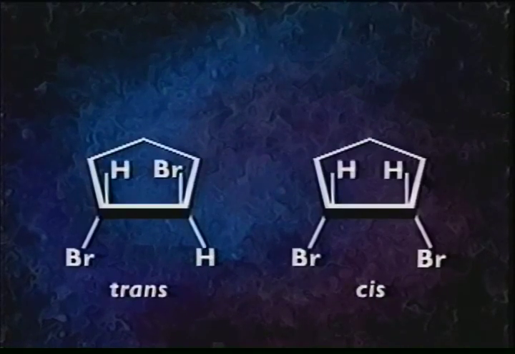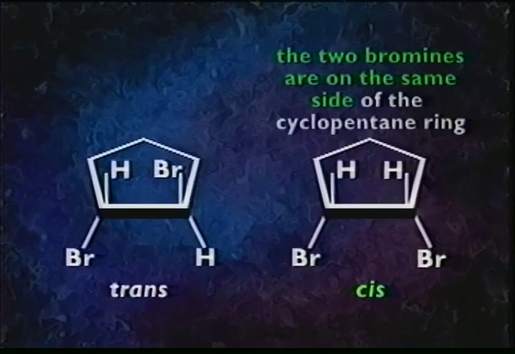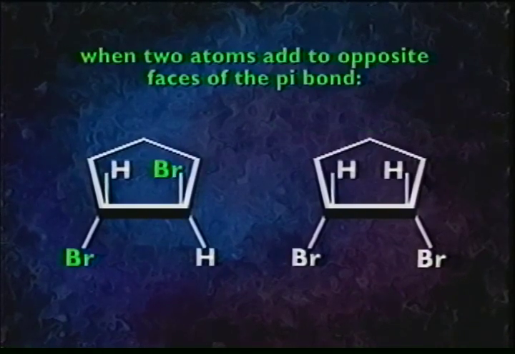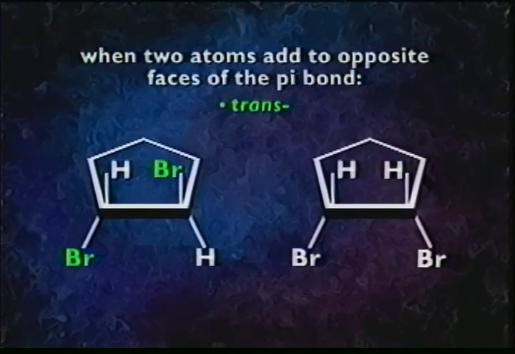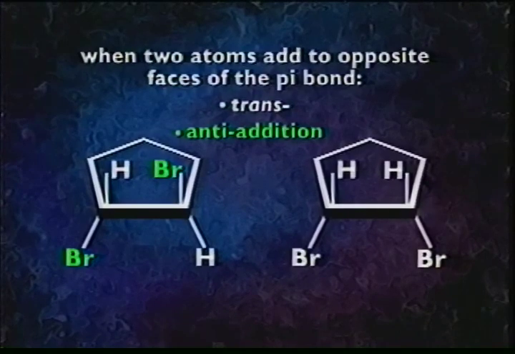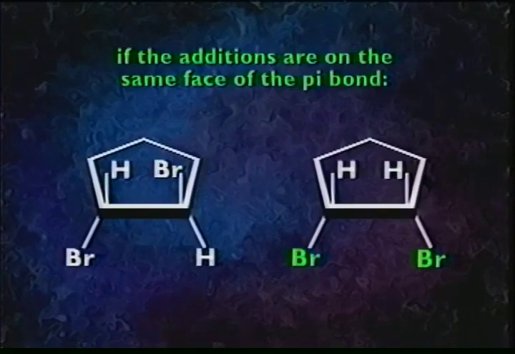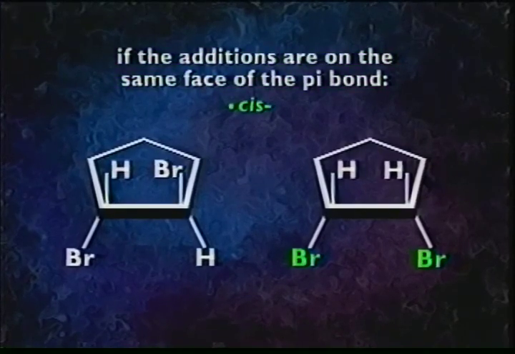And you probably also remember that cis means that the two bromines are on the same side of the cyclopentane ring. When two atoms add to opposite faces of the pi bond, they are trans to each other and they have undergone anti-addition. Conversely, if the additions are on the same face of the pi bond, so that they are cis to one another, we say that they have added with syn addition.